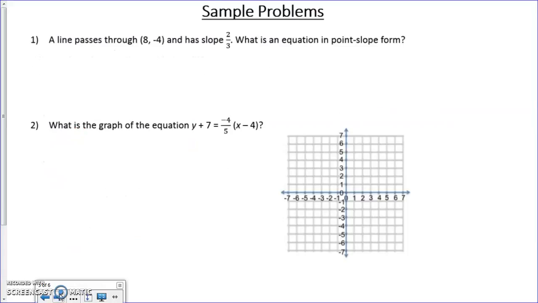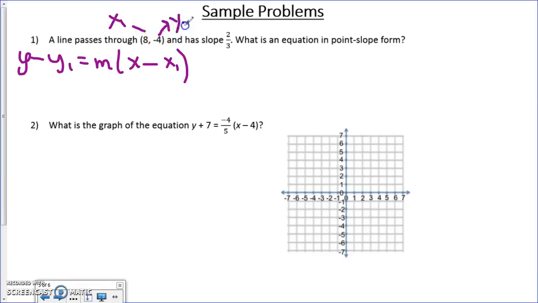Couple sample problems. Number 1, a line passes through 8, -4 and has slope 2/3. What is an equation in point-slope form? Again, point-slope form is y minus y1 equals m times x minus x1. So 8 is x1, -4 is y1, m is 2/3.